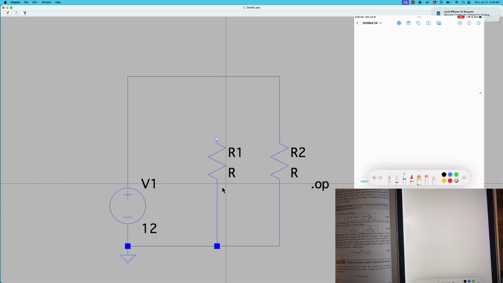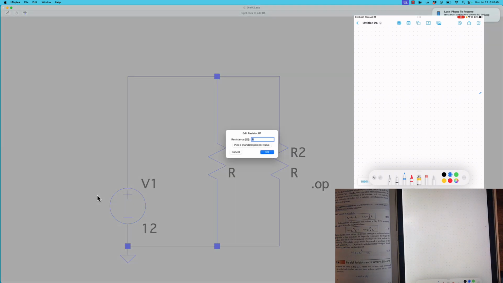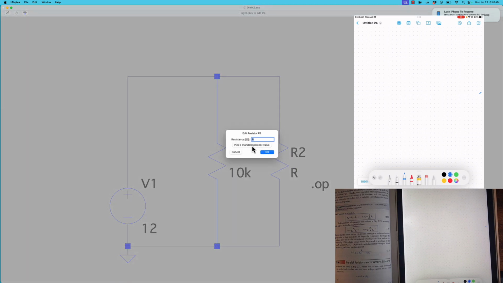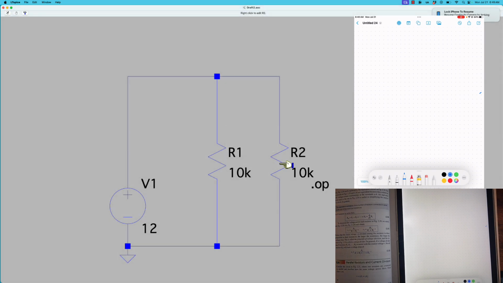So we're doing this, and now you can see that this circuit has two resistors which are visibly in parallel with each other. So I'm going to right click on each of these and then type in 10K. Okay, I'm going to right click on the second resistor, R2, and type in 10K.